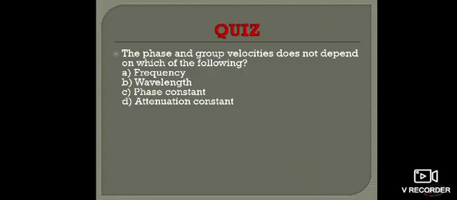The phase and group velocities do not depend on which of the following parameters? That means which one will not depend on the following parameters. Option A is frequency, option B is wavelength, option C is phase constant, and option D is attenuation constant. So which one is the correct answer?